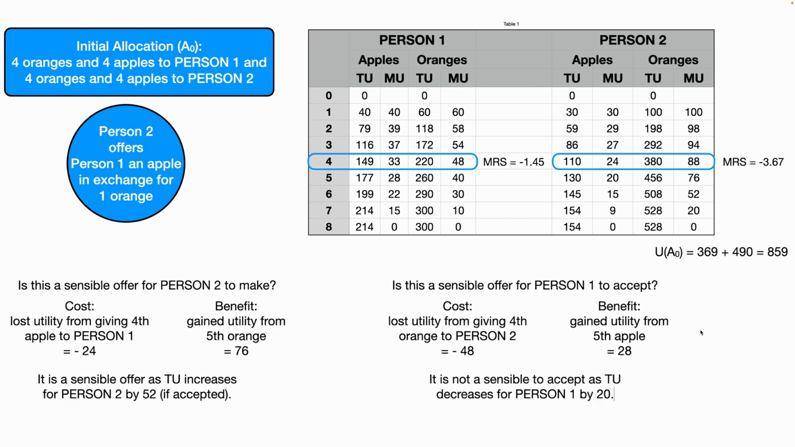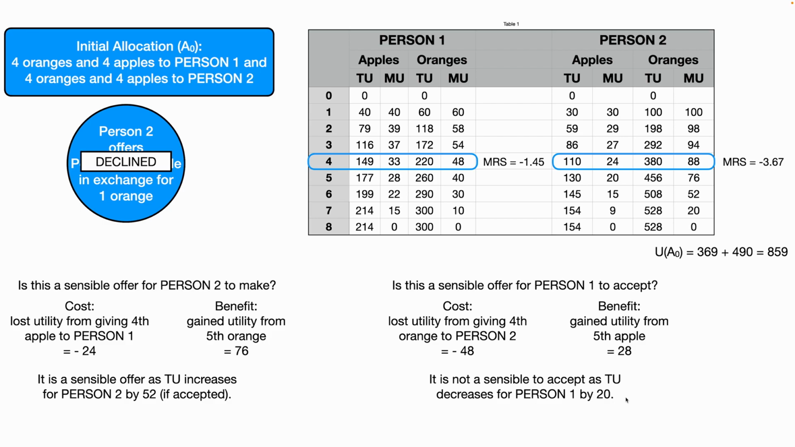It is not sensible. Their utility is going to go down by 20 units because they're going to send an orange that was generating 48 units of utility to person 2, which means total utility is going to decrease by 48, and they're going to receive a 5th apple, which is going to increase their utility by 28. So they're decreasing their utility by 48 and then increasing it by 28. The net change is a decrease of 20 units of utility. It doesn't make any sense for person 2 to accept this offer.